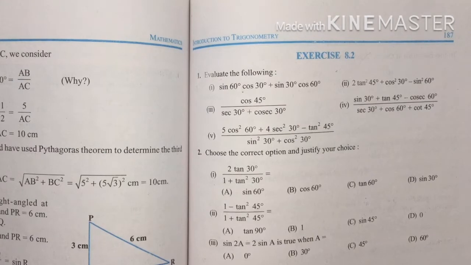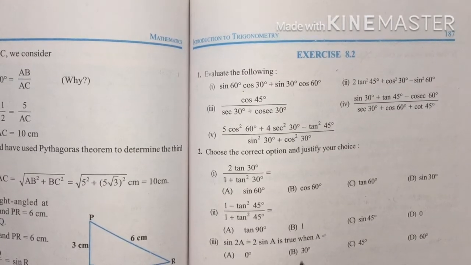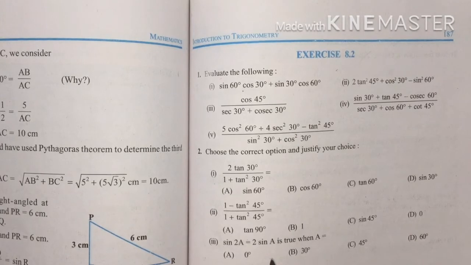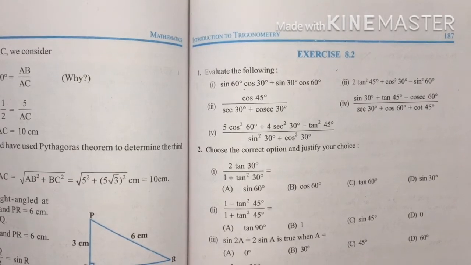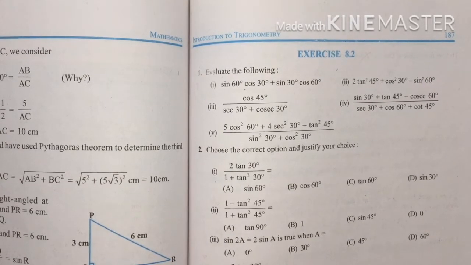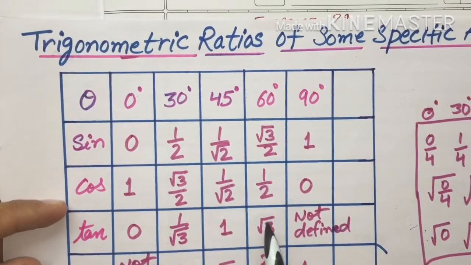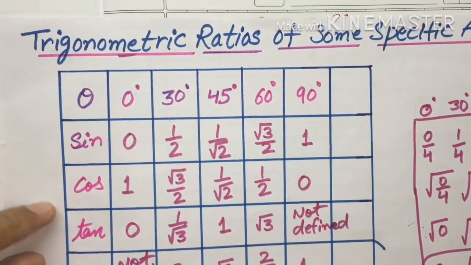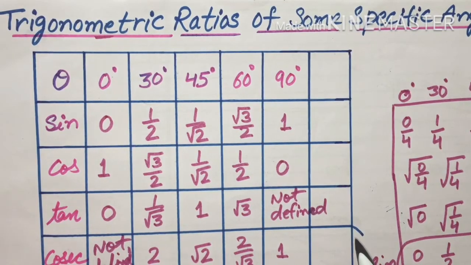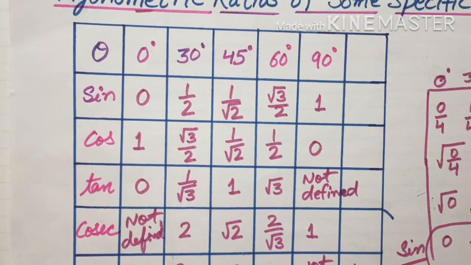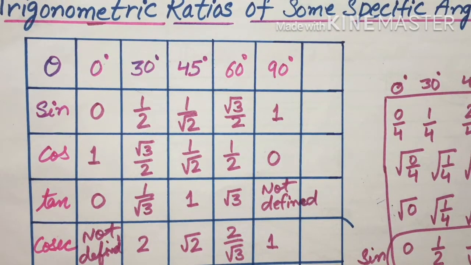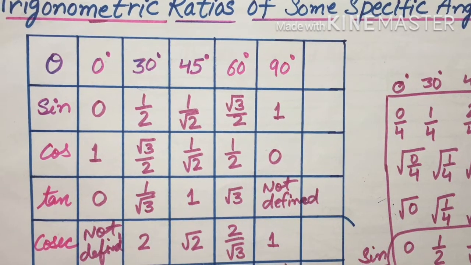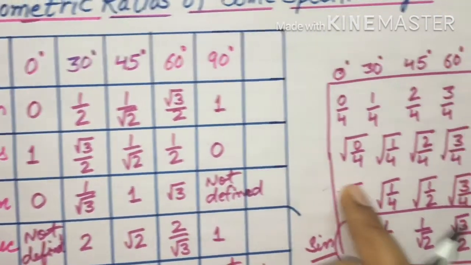Hello students, in this video we are going to solve exercise 8.2. In this type of exercise, it is a must that you know how to draw the trigonometric ratios table for some specific angles. We have discussed this table in my videos. I told you how to draw it, and we discussed two tricks to draw this table. One was the hand trick and the other trick was like this.